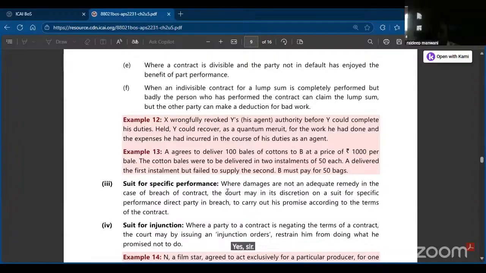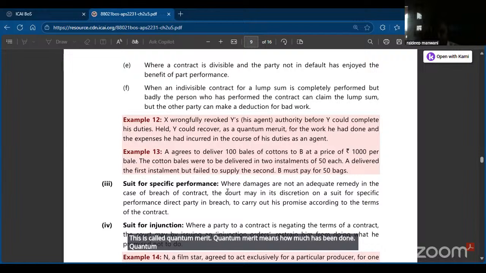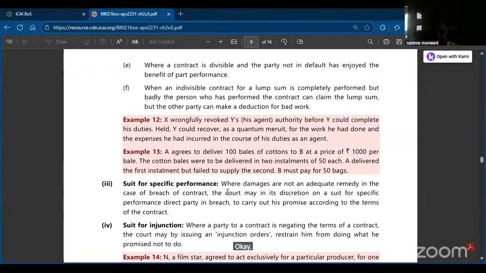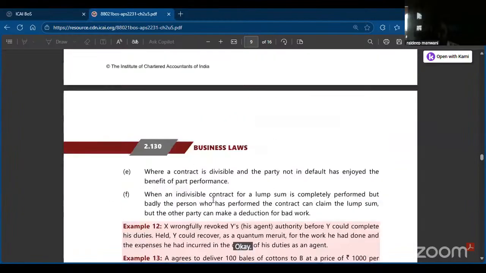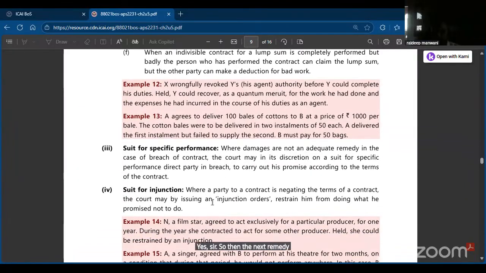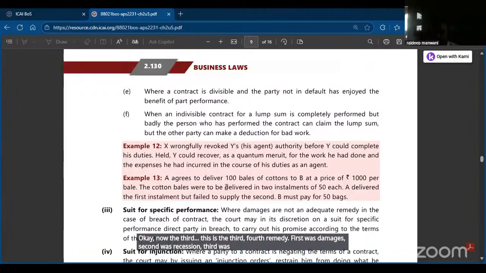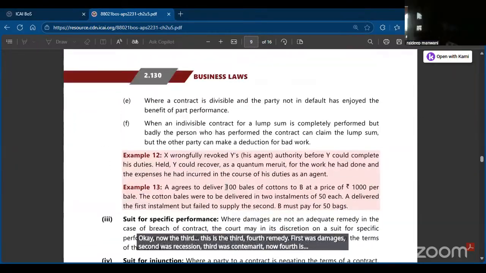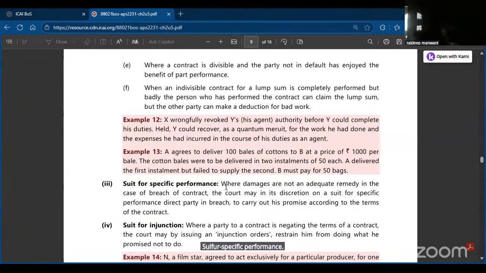This is called quantum merit. Quantum merit means how much has been done. Quantum means how much work has been done. So then the next remedy is suit for specific performance. Now this is the fourth remedy. First was damages, second was rescission, third was quantum merit. Now fourth is suit for specific performance. Okay, let me finish this, then I'll close.